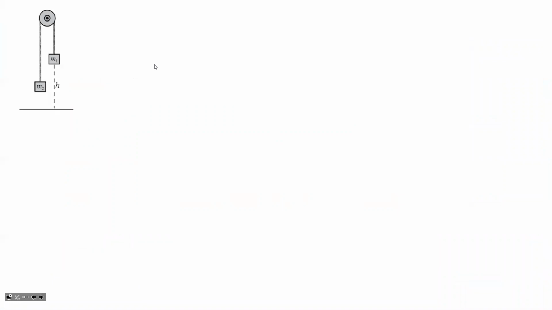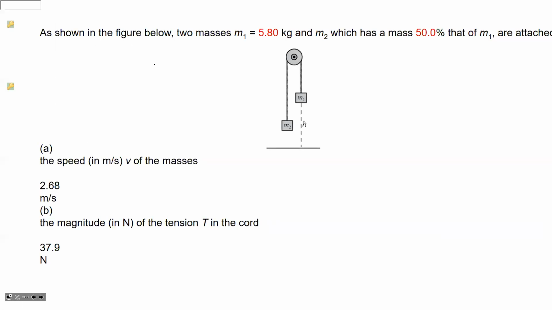How many forces does your diagram show for the object on the left? I have tension going upward, acceleration going down, the force of gravity going down. M2 is greater than M1, right? Yes, I believe so. No, oh, sorry, it's less than. M2 is a half of M1.